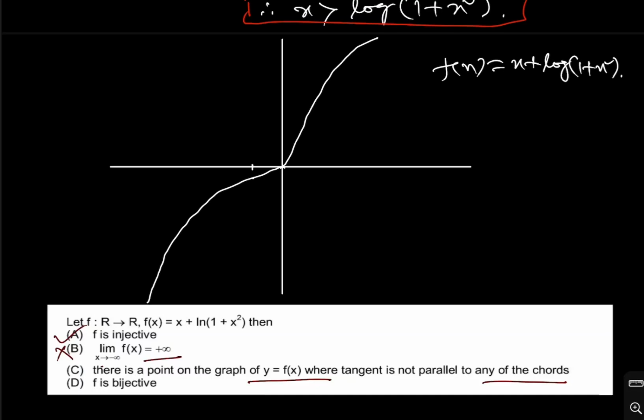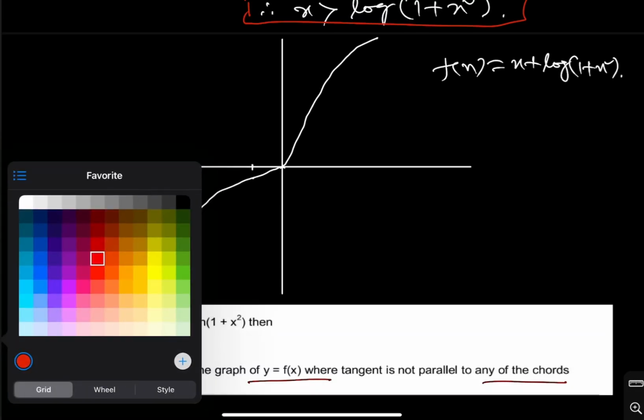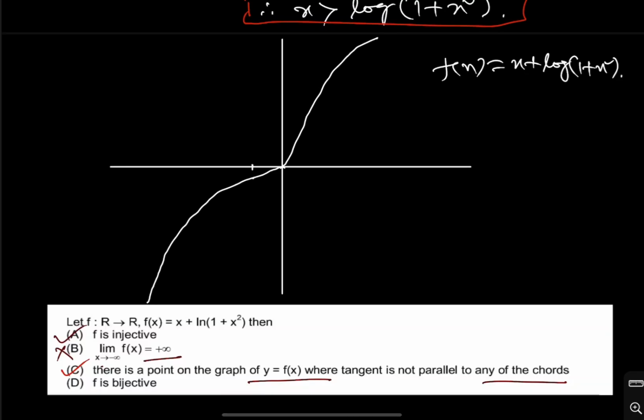And since the function is strictly increasing, it will not be parallel to any chord. So option C is also true, students. Okay, I think you understand this. At x equal to minus 1, suppose this is x equal to minus 1, the tangent will be parallel to the x-axis. Okay, the tangent is parallel to the x-axis, and since the graph is strictly increasing, it will not be parallel to any chord.